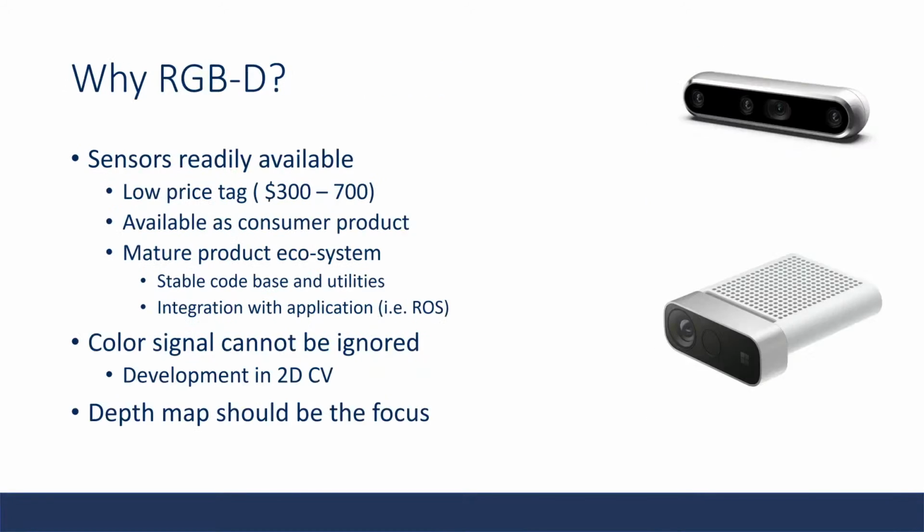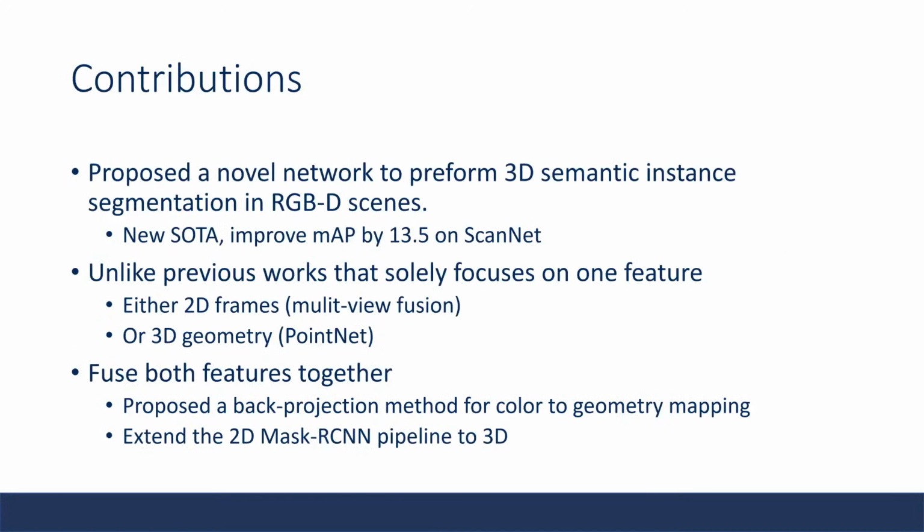Why do we want to use RGB-D as our input? Firstly, those kinds of sensors are very available, with low price and mature code bases, and we already have a lot of development in the 2D computer vision part. If we can use the color signatures, maybe we can adopt those invented wheels to 3D. Yet we are, after all, treating a 3D task, so the depth map should be the focus.